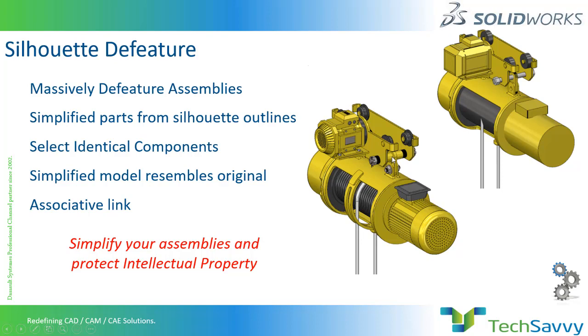So in the defeature tool, we can massively defeature assemblies, we can simplify the part, we can select the identical components, and not only that, we can have an associativity link. So simplifying assemblies and protecting your intellectual property is the main concern for this defeature tool.